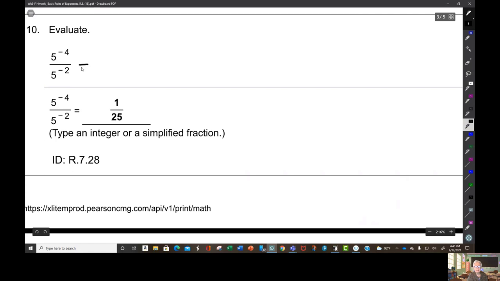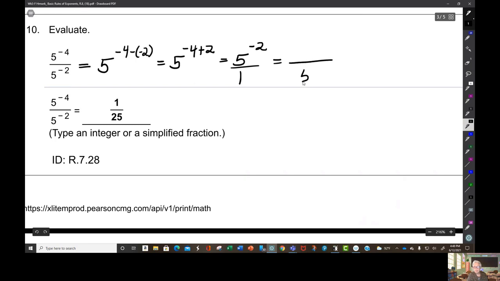So what I would do with something like this, rather than be confused, I would just play this straight. Both of your bases are 5. So I'll rewrite this as 5 to the negative 4 minus negative 2. So that would be 5 to the negative 4 plus 2, which is 5 to the negative 2. Understood over 1, equals 5 to the positive 2 down here and a 1 up there.